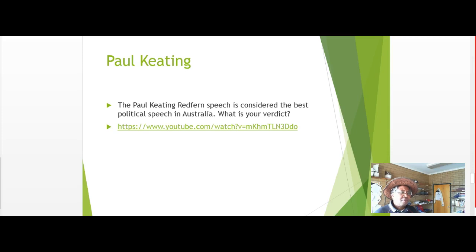I suggest that on YouTube, you listen to the speech by Paul Keating, the Prime Minister of Australia until around 1996. He made this Redfern speech. And it's really one of the best speeches by an Australian leader. And he talked about the role that the Australian non-Indigenous people have played in affecting the Indigenous people in terms of introducing diseases, discrimination, and so forth.